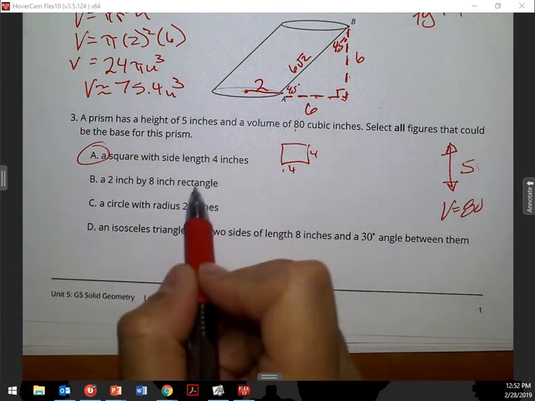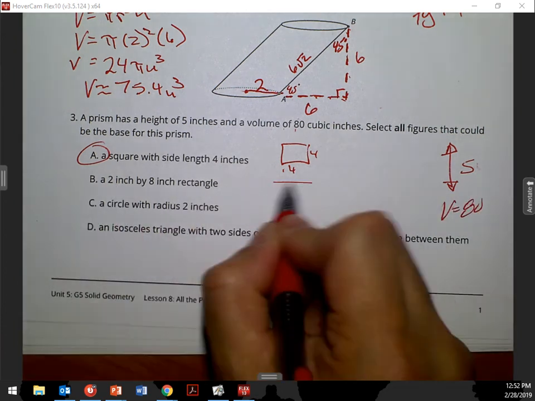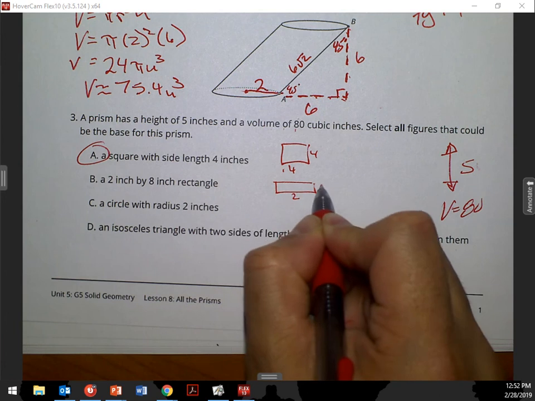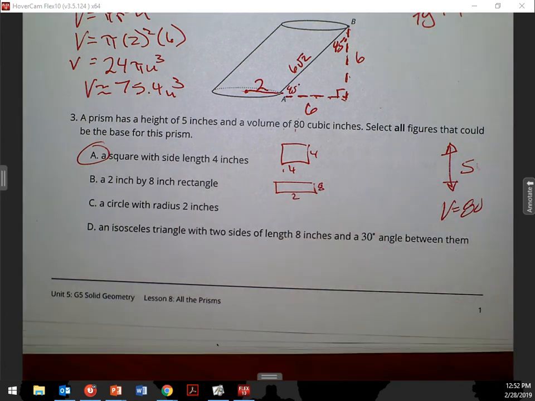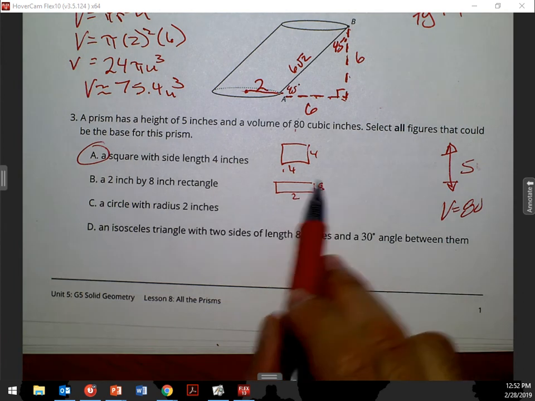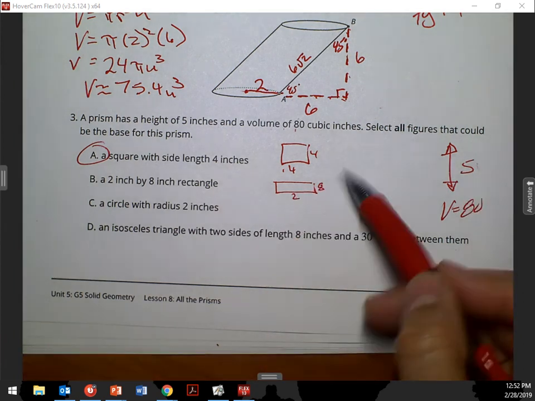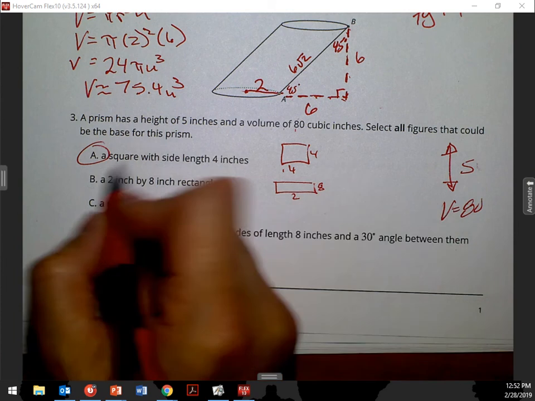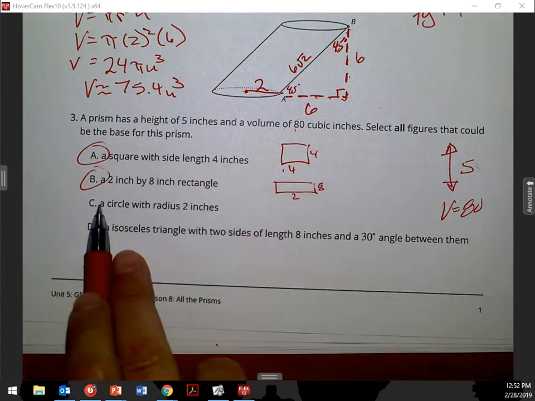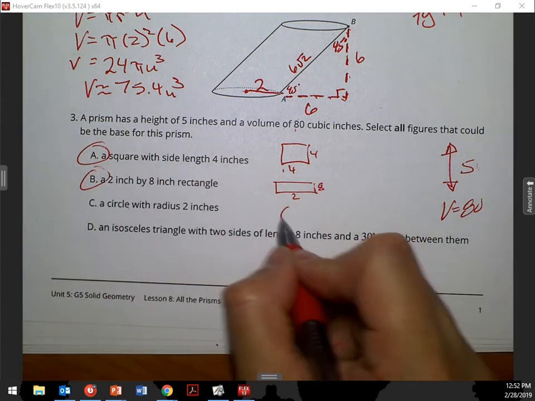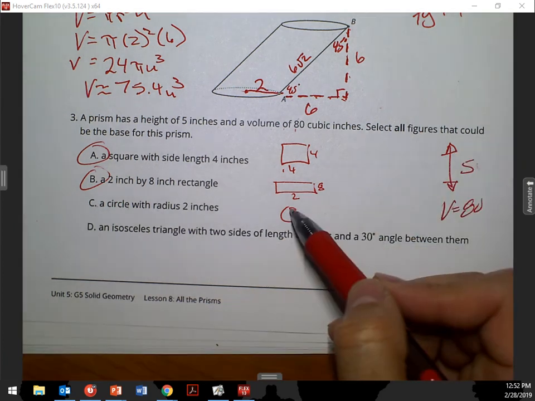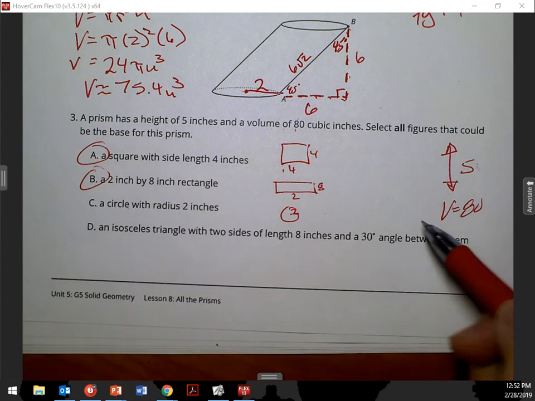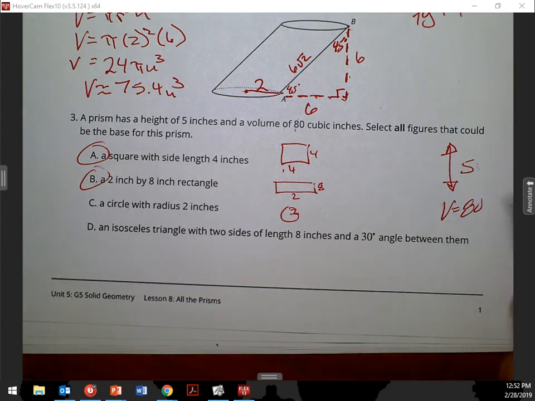Okay, how about this one? 2 by 8. So the area of this, 2 times 8 is 16, right? And the thickness is 5. Okay, there we go. That one works. A circle with a radius of 2 inches. That one's no, right? Yes or no? No, because you're going to get approximate. You're not going to get an 80 there, are you? That one's a no.